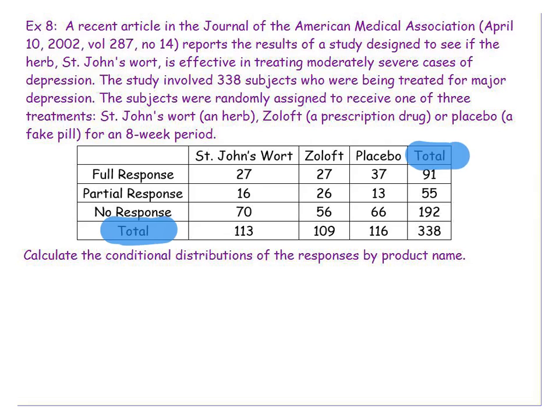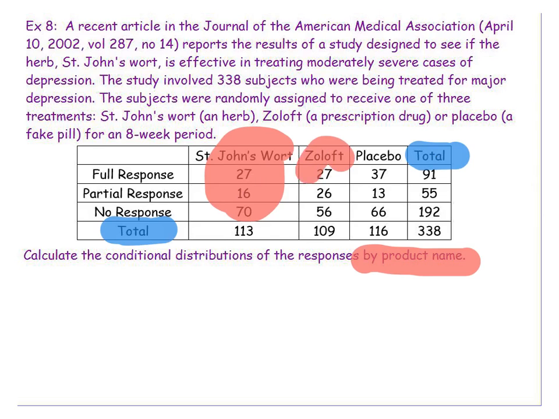The first thing that it wants us to do is calculate the conditional distributions of the responses by product name. What that means, the key words here are by product name. They want you to turn these into percentages, then these into percentages, and then these. So we're doing them in columns. So I'm going to go ahead, just because I think tables are easier, and organize everything into a table this time around as well. So I'm going to make a new table.